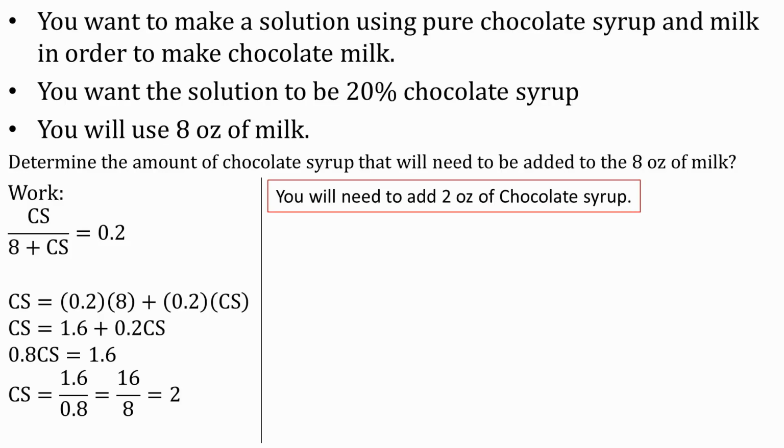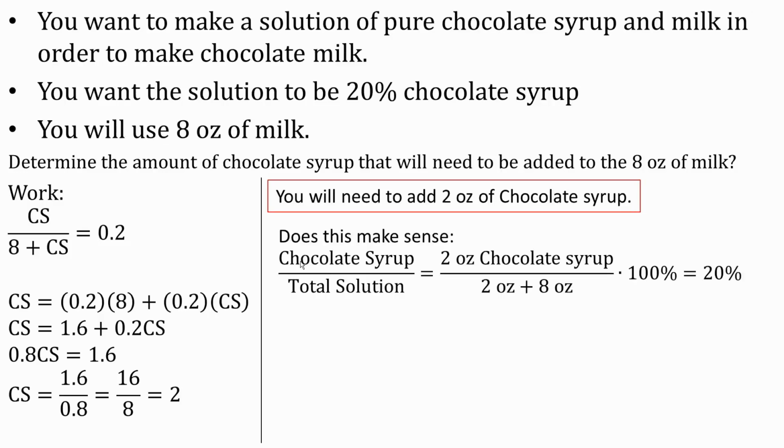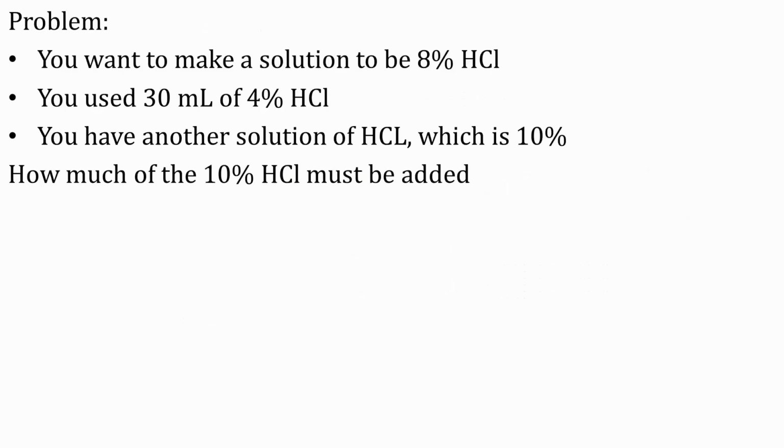Now, does this make sense? So if we think the numerator is chocolate syrup, and that's 2 ounces, the denominator is the total solution. So you have your 2 ounces of chocolate syrup plus the 8 ounces of milk. And so 2 divided by 10 times 100% would give us 20%. And so it's correct.